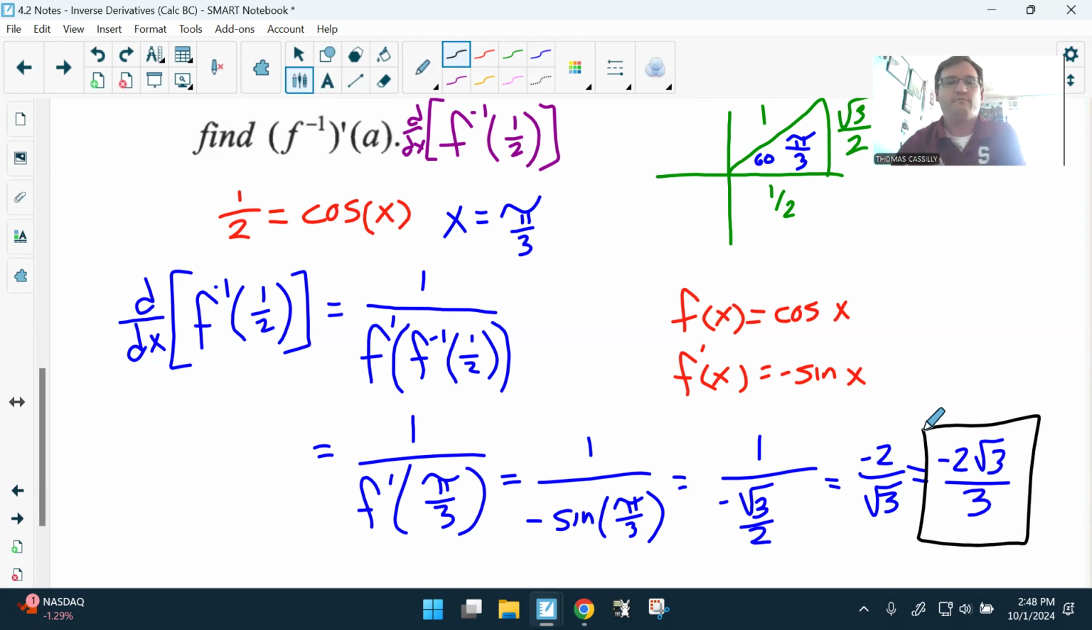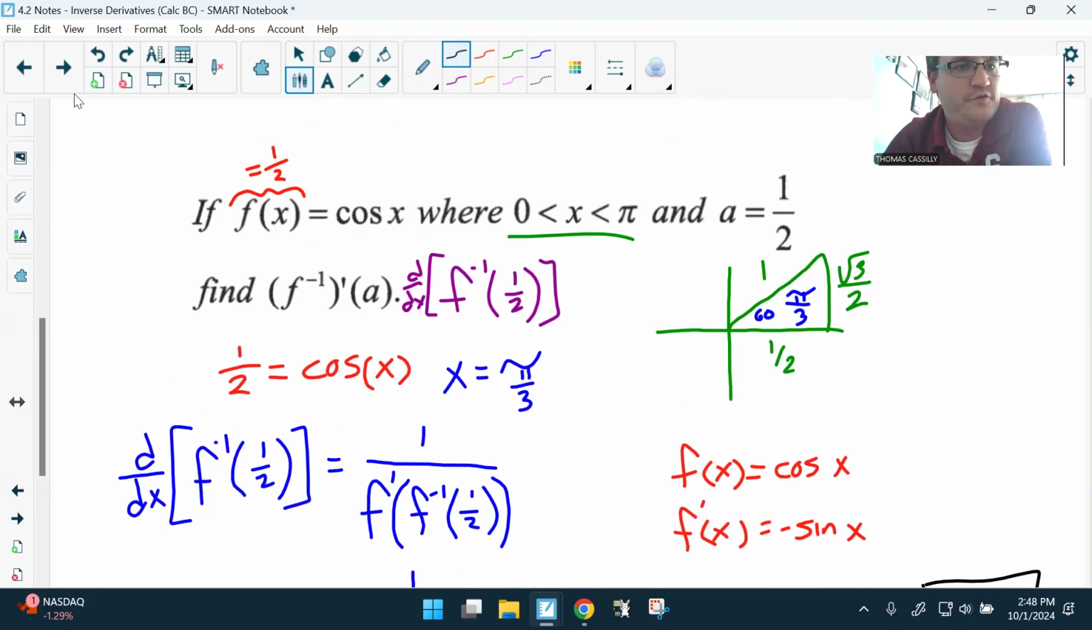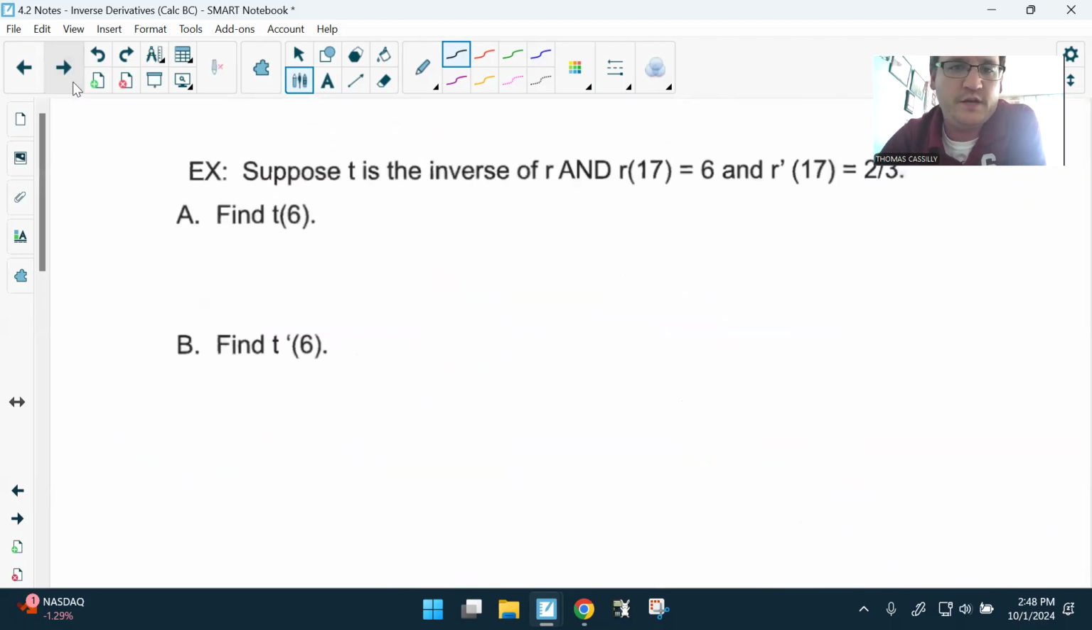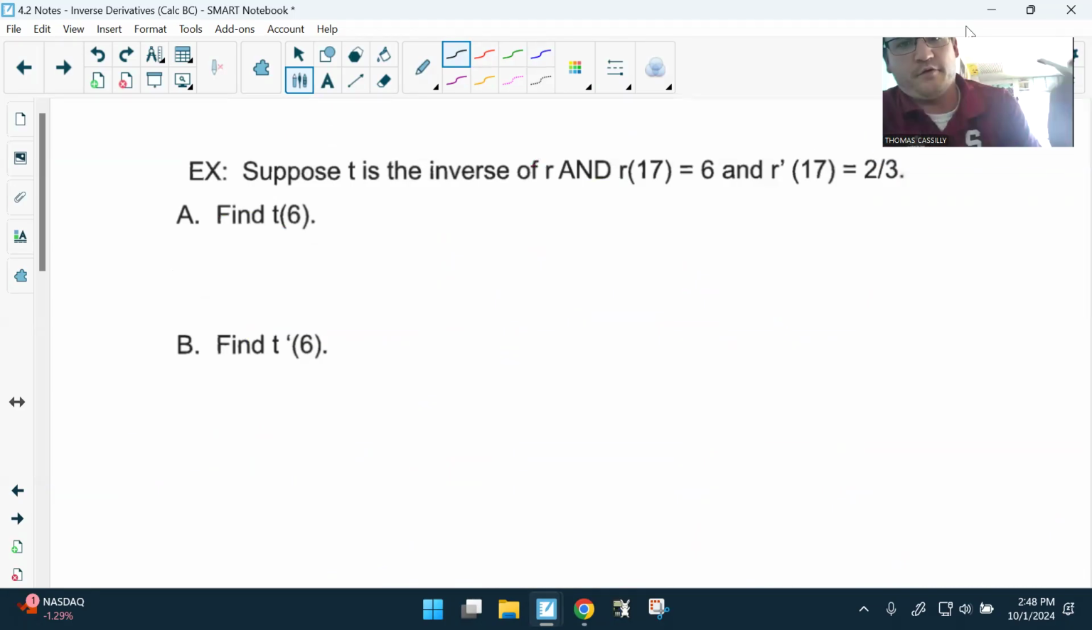All right. So there we have it. Another one of these inverse derivatives. These things get a little bit tricky, but once you put it all together, I think they're kind of fun little puzzles. All right, so I'm on a roll. I'm just going to keep going.